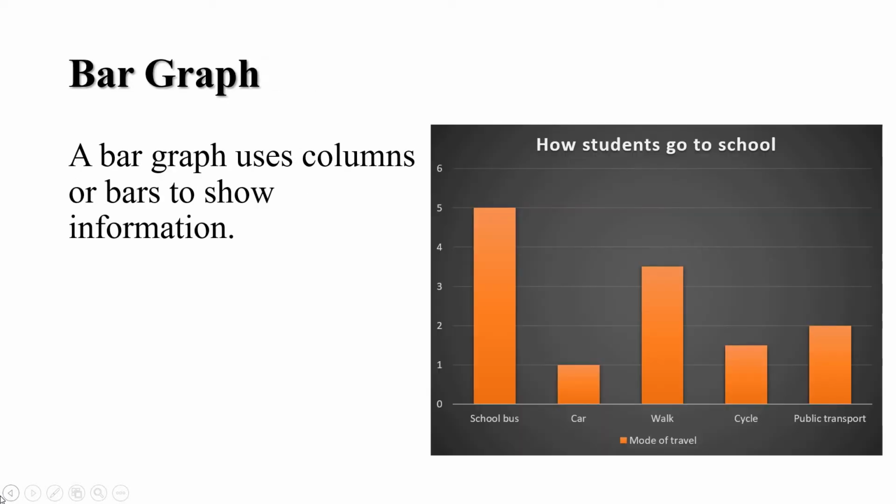First, let us understand the bar graph. The graph shown on the right side of your screen is a bar graph, and a bar graph uses columns or bars to show the information. For example, the adjacent bar graph shows how most students in a city go to school, and by studying the graph, it is clear that most of the students use school transport to go to school.